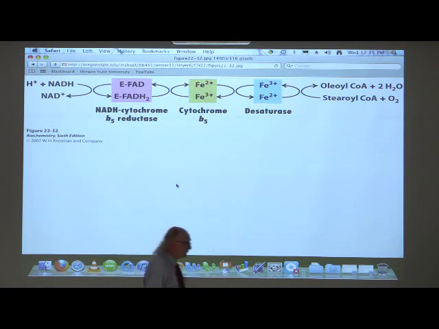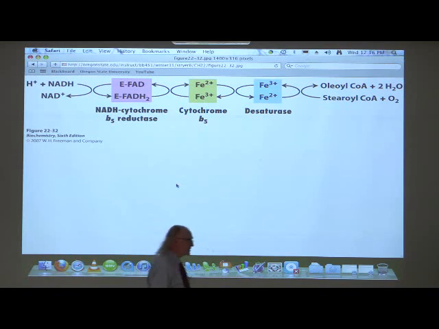Now, what's interesting about this is that mammals, you may recall, cannot make double bonds farther away than the 9th carbon starting with the carboxyl group. Okay? So that 9th carbon, we can make a double bond there. If we need double bonds, let's say we've got something that's 18 carbons long and we need a double bond at 12 or 15, we can't synthesize that using our desaturases. Our desaturases will not work beyond carbon number 9.